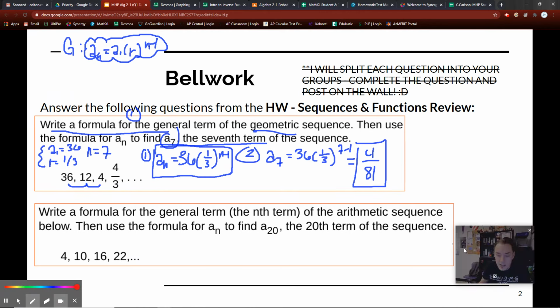As we're speeding up right here, we're going through arithmetic sequences. Arithmetic sequence, what is that common formula?